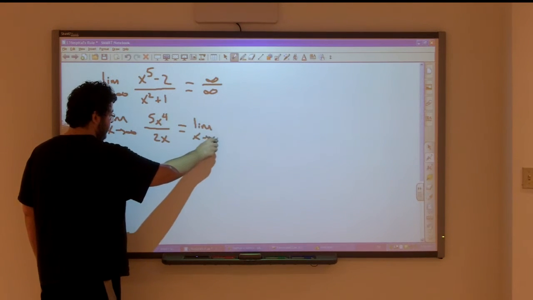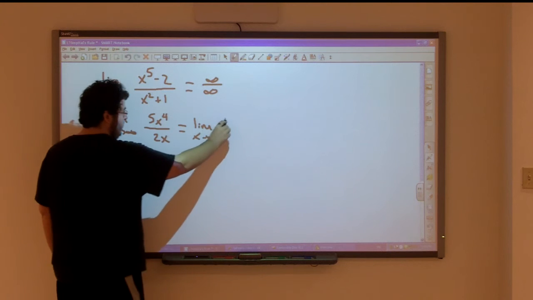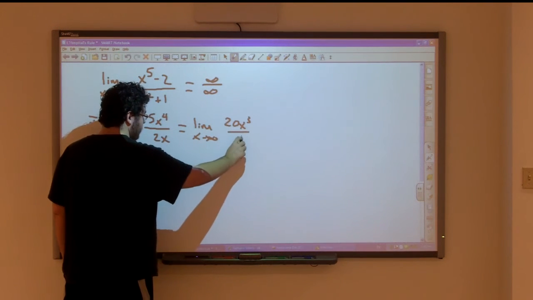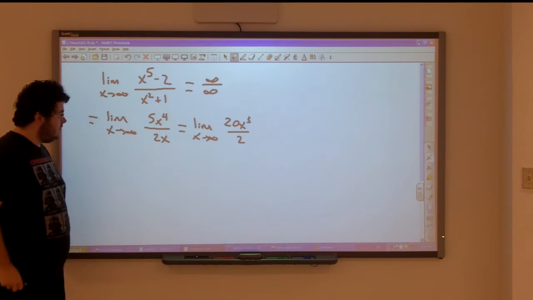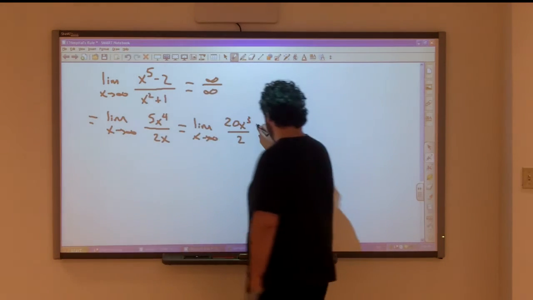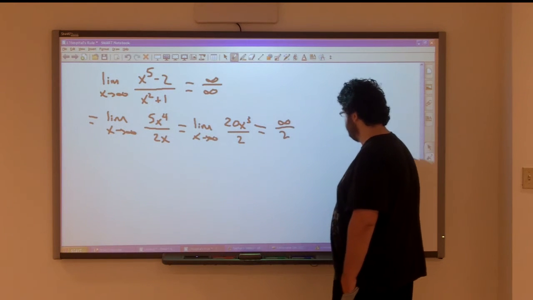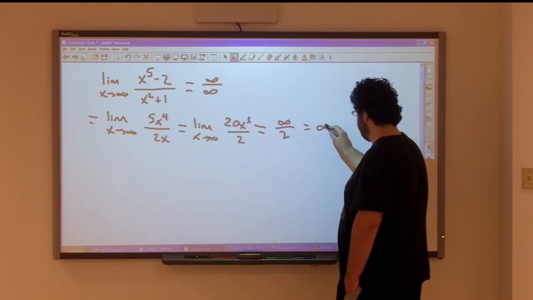So x goes to infinity. And now we take the derivative again. So we get 20x cubed over 2. So it looks like we have infinity over a constant, which is of course infinity.